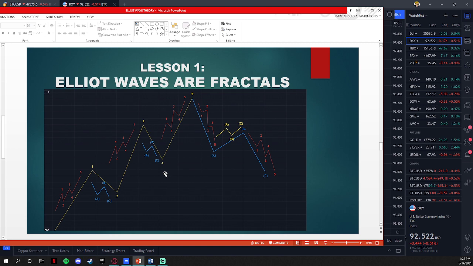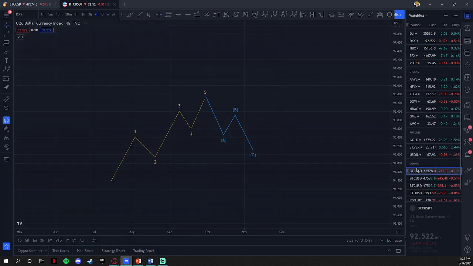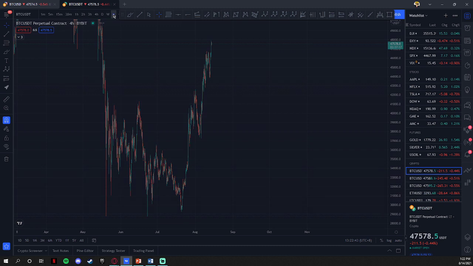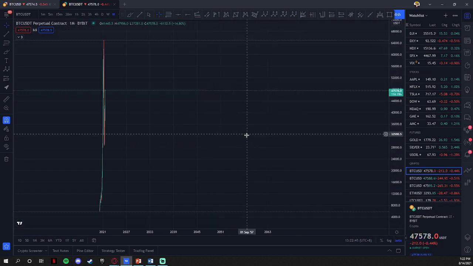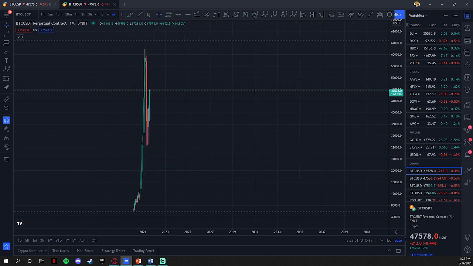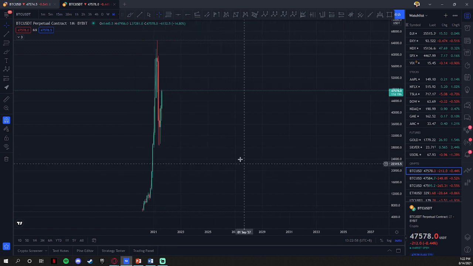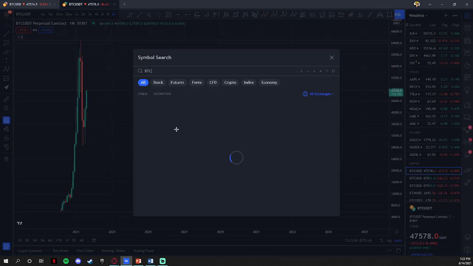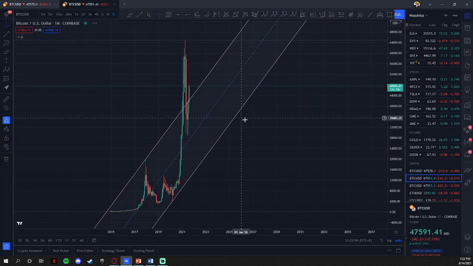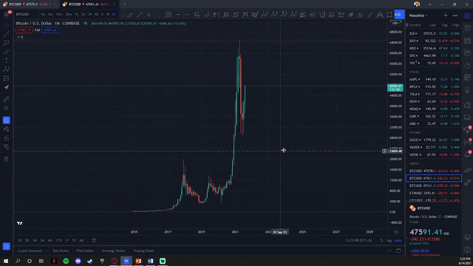So you have the grand super cycle, which when we're looking at Bitcoin, obviously there's not a century of price data. So we can use this, for example, let's go on Coinbase. We can use this for an example.